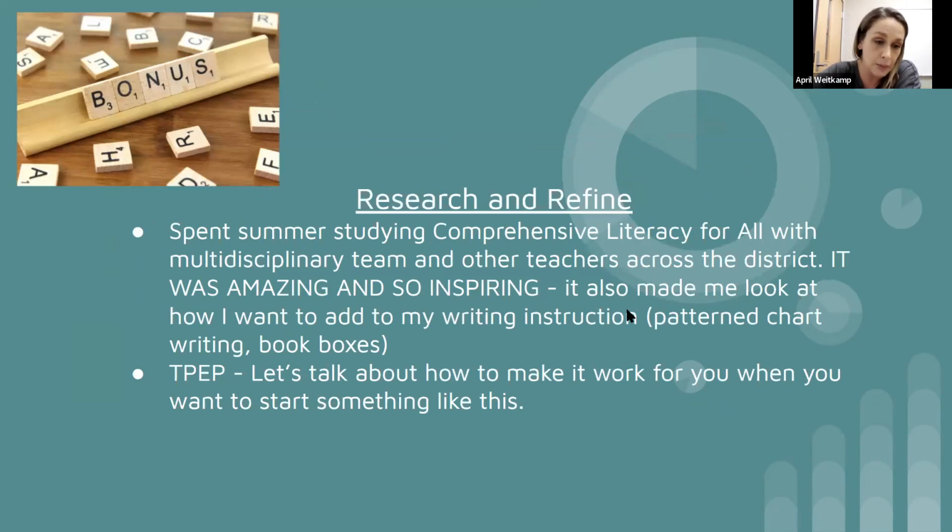So like I said, comprehensive literacy for all. It's heavy material, but you guys should read it. It's phenomenal. I need to go back and read it again. If I wasn't so tired all the time, I probably would. But it made me look at what I wanted to add to my writing instruction, because it's literacy, it's reading, it's writing, it's all of those different components. And the book boxes were a big one. We got yoga mats and we cut them up and the kids got to decorate their book boxes. One of the things that we've been doing is a book that's all about me. And it's based on our pattern chart writing and getting to know the kids this fall.